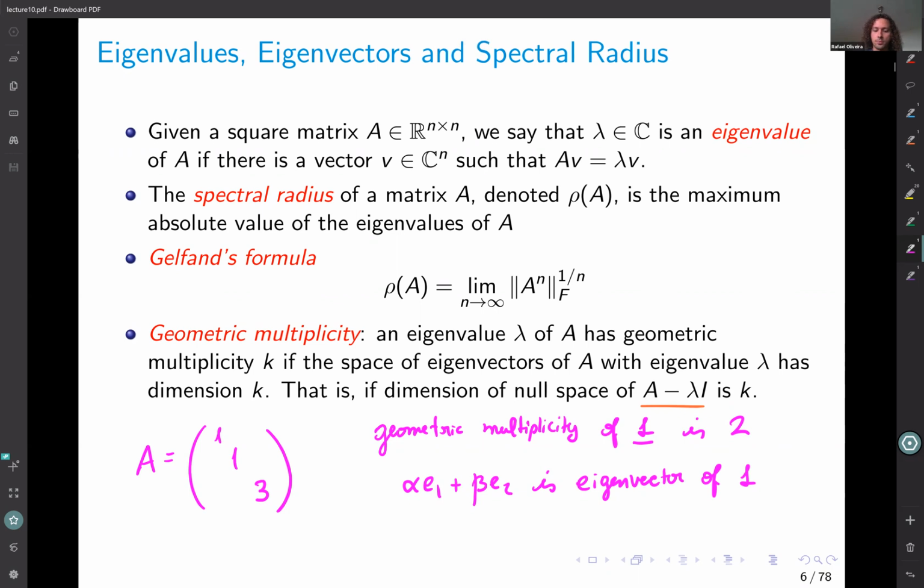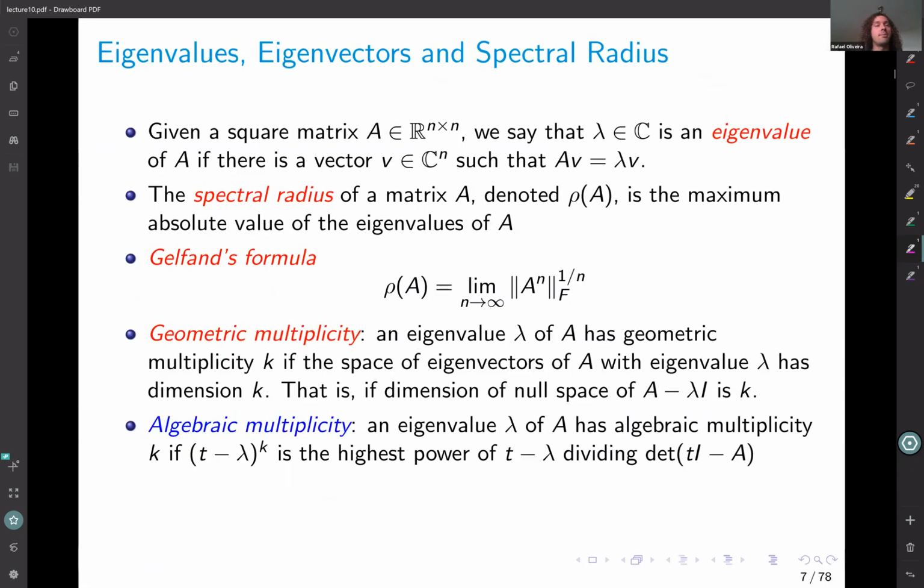Okay, and then after the geometric multiplicity, we also have the algebraic multiplicity. Those can be different, as we're going to see in an example now. So the algebraic multiplicity of an eigenvalue is the largest power of t minus lambda that divides the determinant of t times identity minus A. If you remember, this is the characteristic polynomial of A.